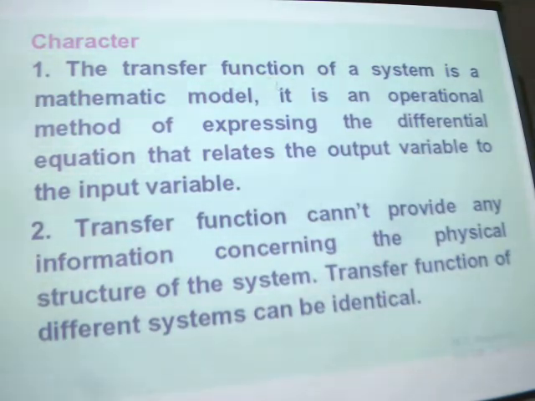The transfer function is a model, a mathematical model. I have asked you, what's the meaning of a mathematical model? In the first class I also asked you, remember? Mathematical model, what's the meaning? It is a mathematical equation relating variables.